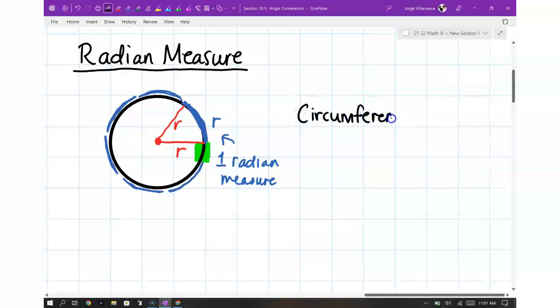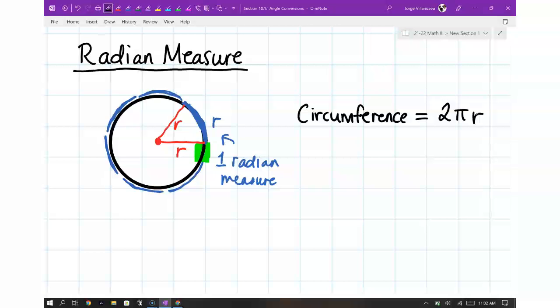Anybody know what the circumference of a circle is? The formula? Anybody remember? There's a pi in it. Well, that's the value of pi, but what else is next to it? Anybody remember? Circumference is 2 pi r. Okay? That's the circumference of a circle.